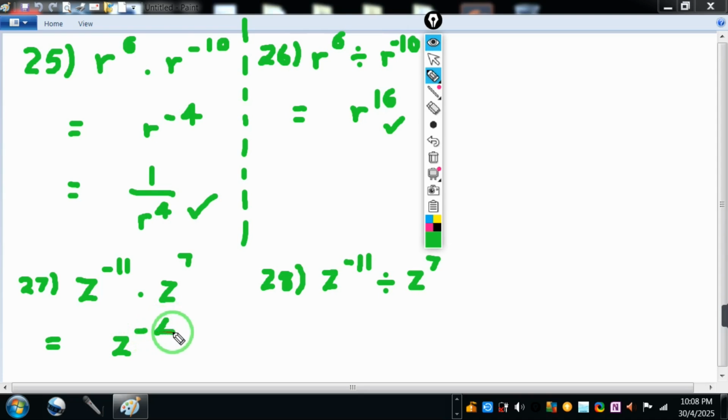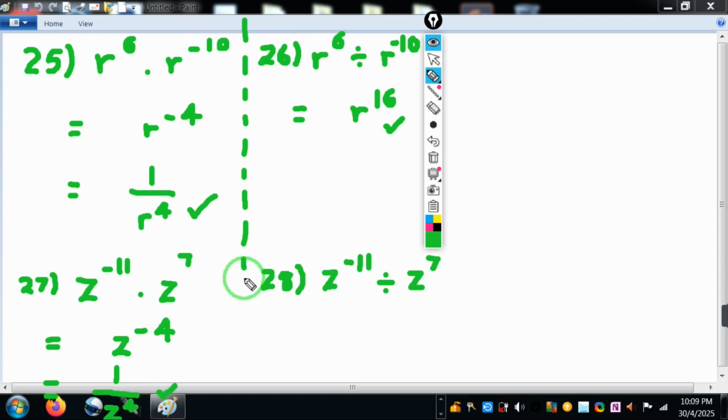The wheels on the bus go round and round, so it's a 1 over z to the power of 4. 100% correct.